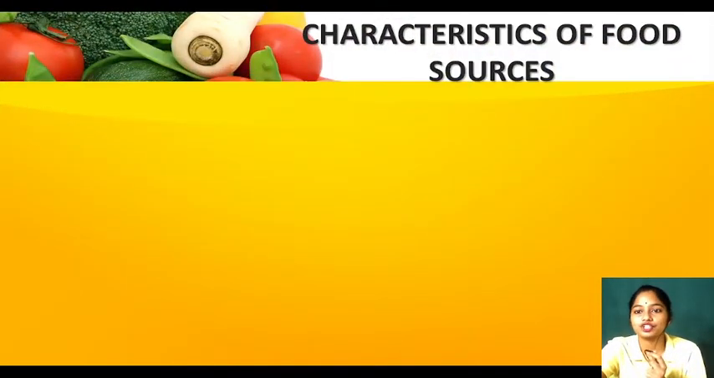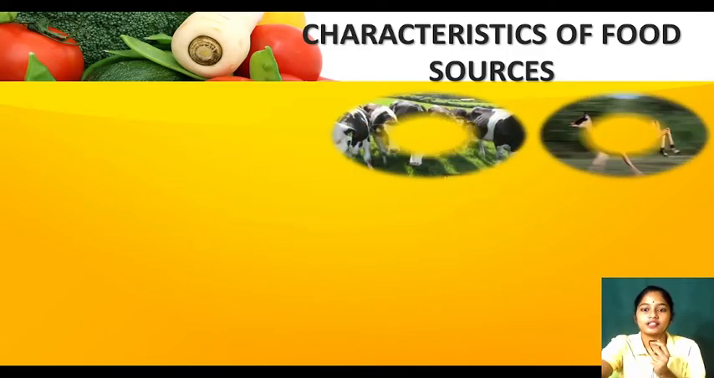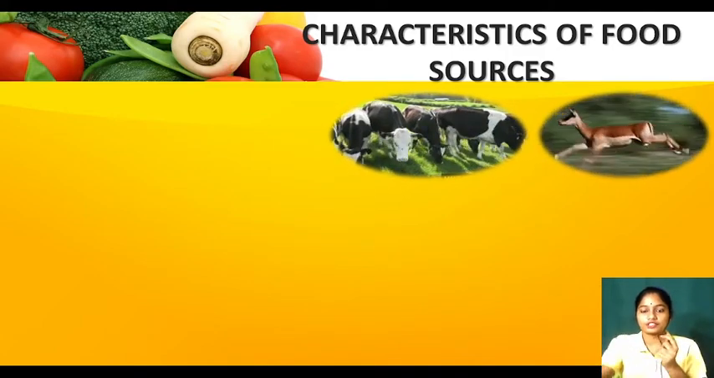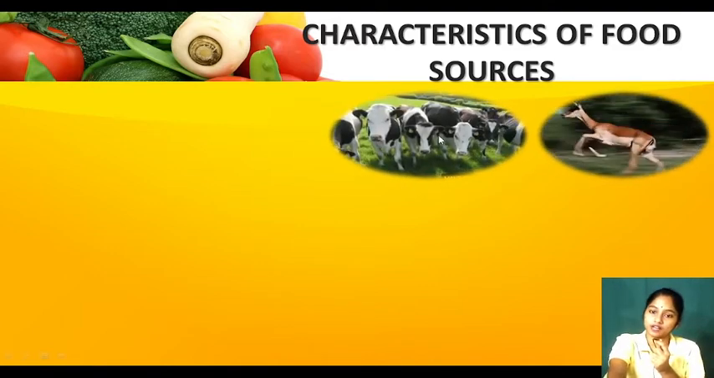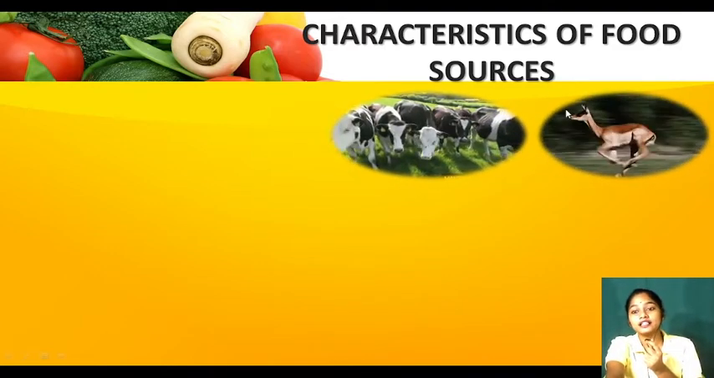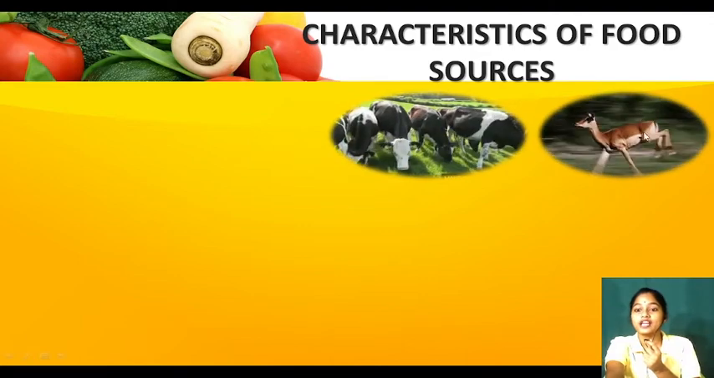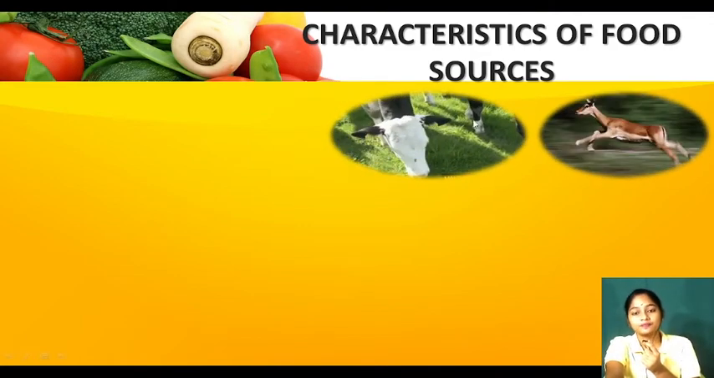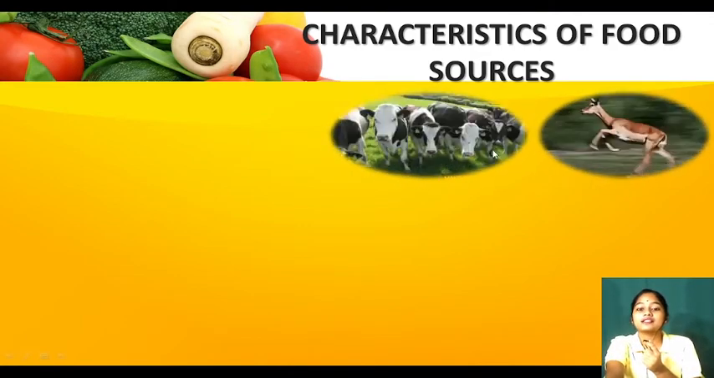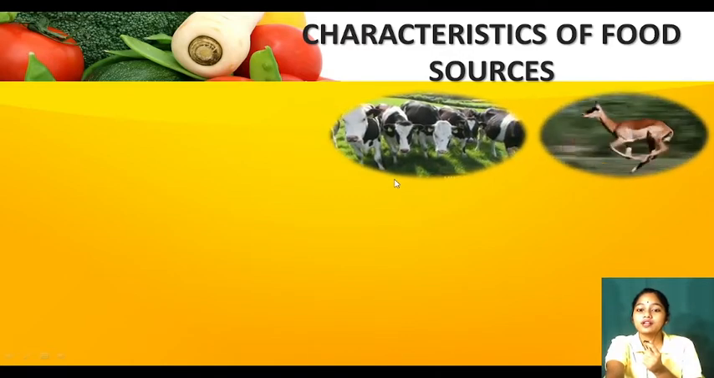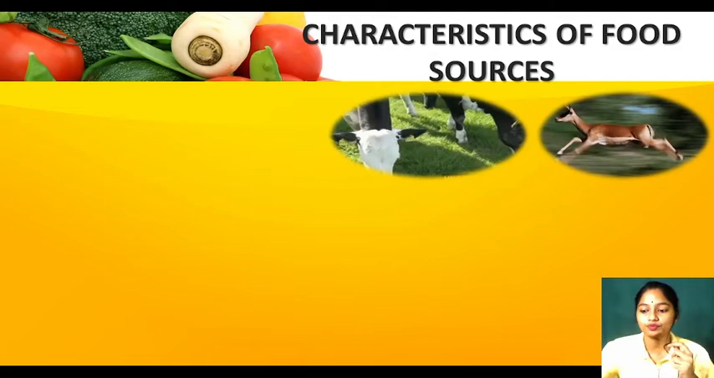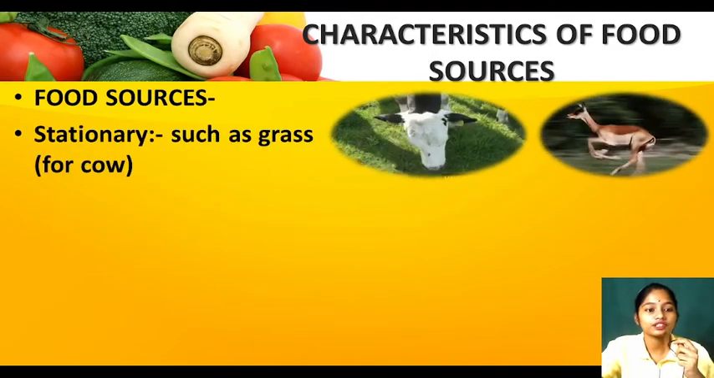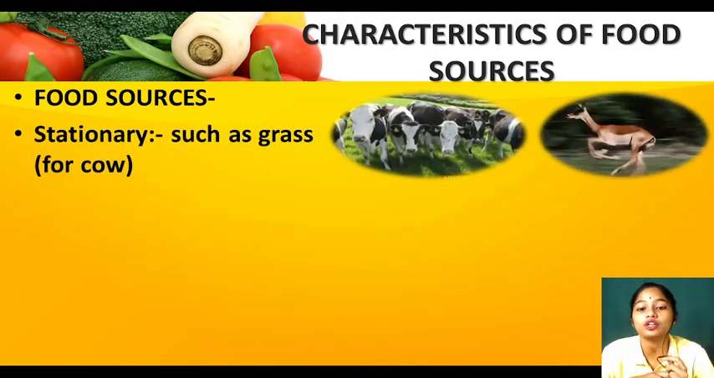Now see the characteristics of food sources. My dear kids, there are two types of food resources. Here the cows have to come near the grass. But here the deer is moving and the tiger will come and eat it. So here the grass is stationary. It will not move.